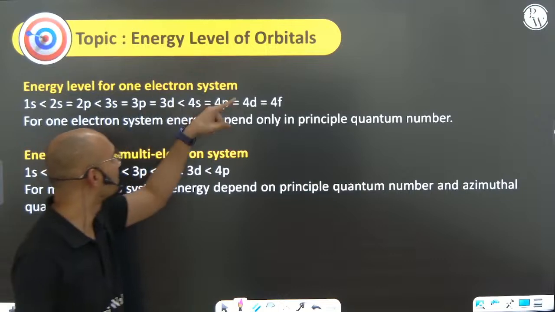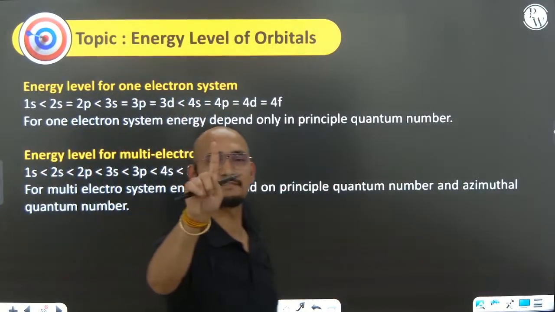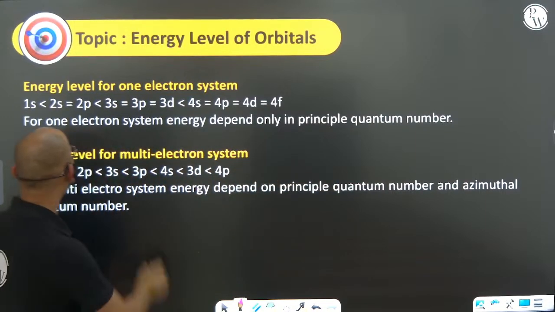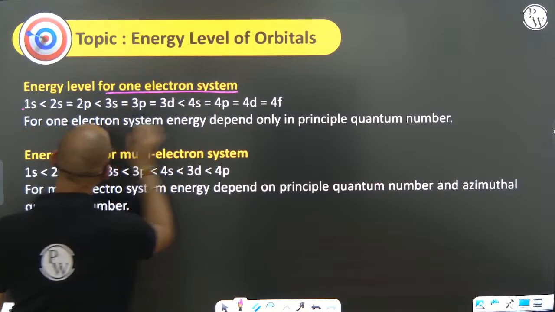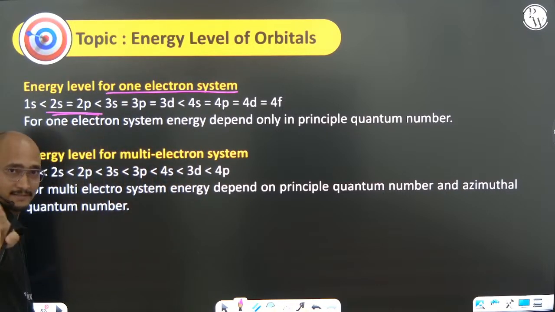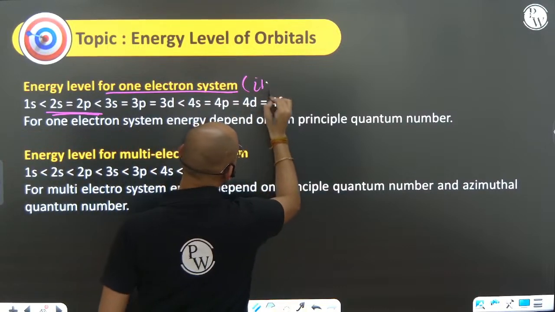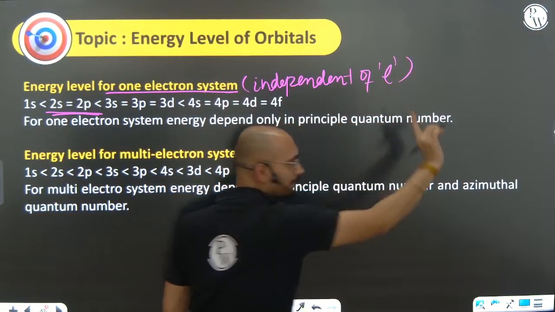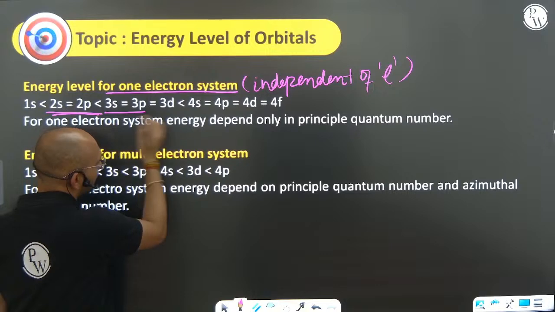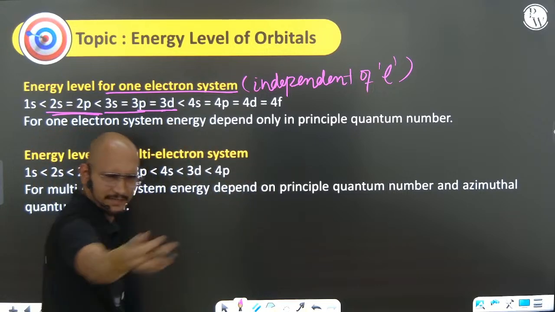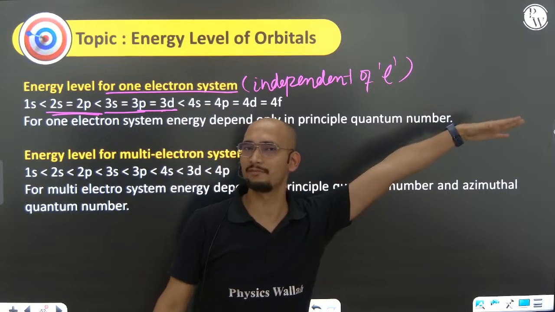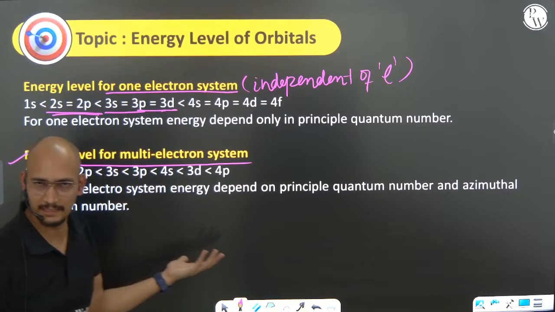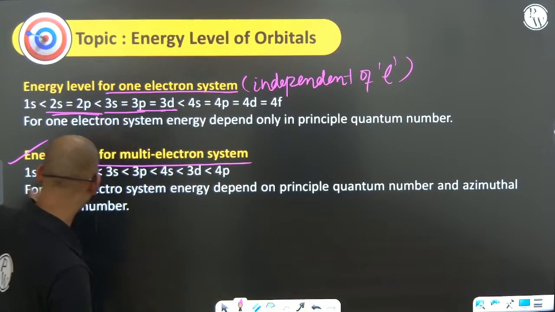Next, energy level of the orbital. Always remember, if it is a one electron system, it only depends on n. It does not depend on l. So for a one electron system, 1s is less than 2s and 2p, both of them will be the same. Independent of l. It only depends on n, that is the principal quantum number. 3s will be equal to 3p, that will be equal to 3d. I hope you understand it. So in the fifth shell, all the orbitals will be the same. Next, energy level for multi-electronic system. This will be the same. I hope you all remember it, right? So 1s, 2s, 2p, 3s, 3p.